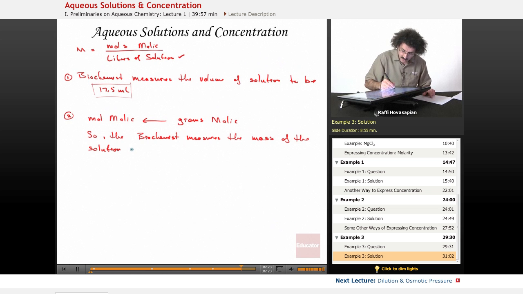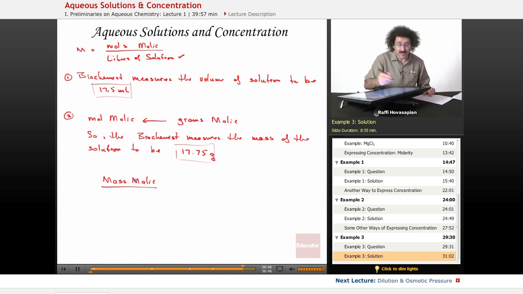Solution to be 17.75 grams. Okay, so now he has the mass of the solution. Well, we need the mass of the malic acid. Well, we just said earlier the mass of malic acid divided by the mass of the solution, the total mass, which is now 17.75 grams, times 100 equals 8.66. We have all these numbers.